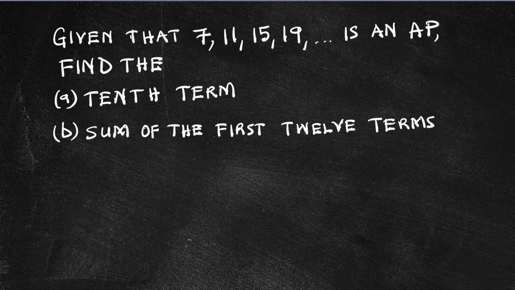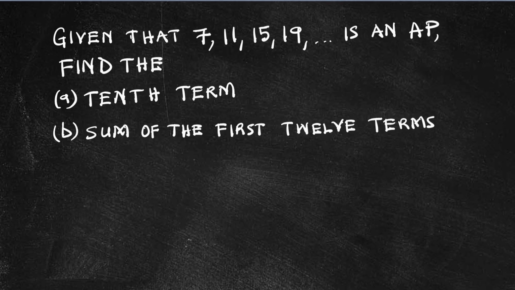Hey guys, this is a question from paper 1 GCE 2025 final exam. We are given that an arithmetic progression is given by 7, 11, 15, 19. Now we want to find the 10th term, and we want to find the sum of the first 12 terms. So we will need two formulas here.